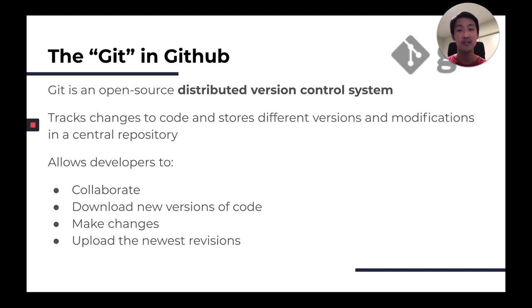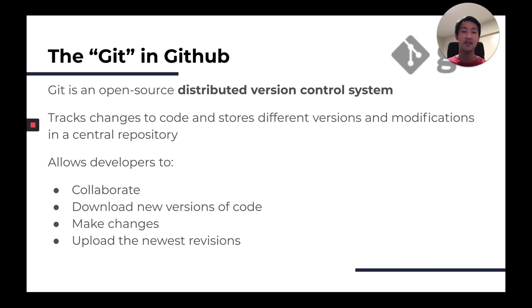Now, distributed essentially means that it's connected. It's connected in some sort of way that we'll touch on in the later slides, but a great example of a distributed system would be just the internet. The internet is just a connection of computers that can all talk to each other. Git is pretty similar in that facet.